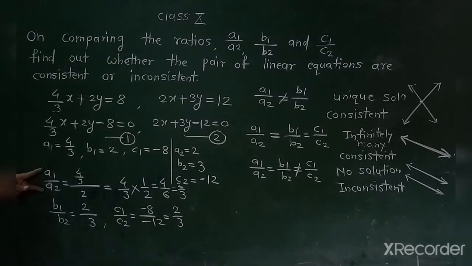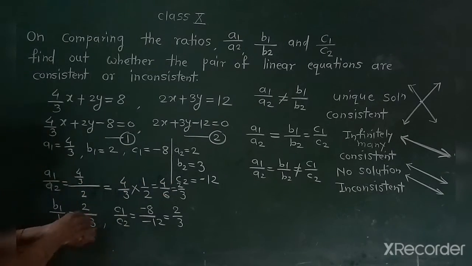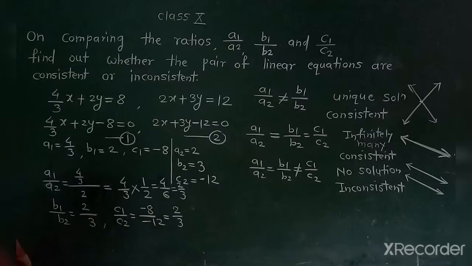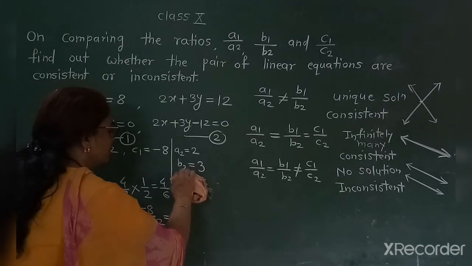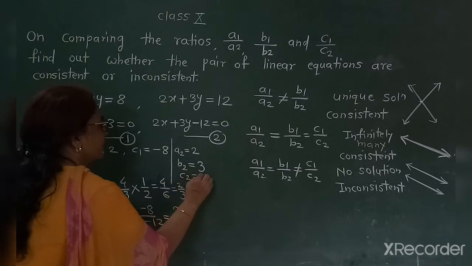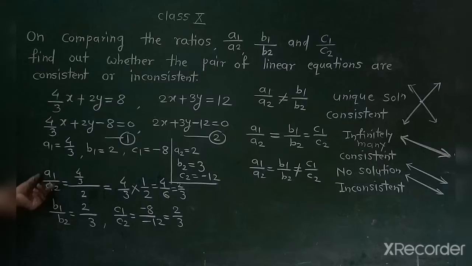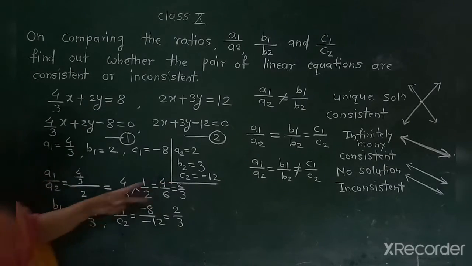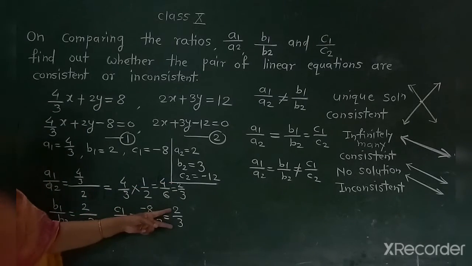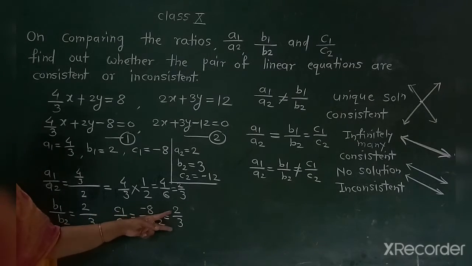Now compare these ratios. A1 upon A2 is equal to 2 by 3. Okay, दिख रहा है 2 by 3. A1 upon A2 इस C2 में मिक्स हो रहा है. C2 की वैल्यू है negative 12. हाँ, A1 upon A2 is 2 by 3. B1 upon B2 is again 2 by 3 and C1 upon C2 is also 2 by 3.